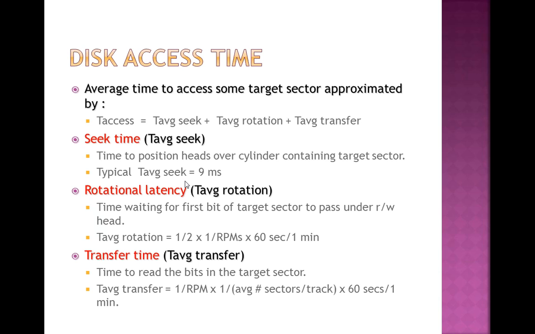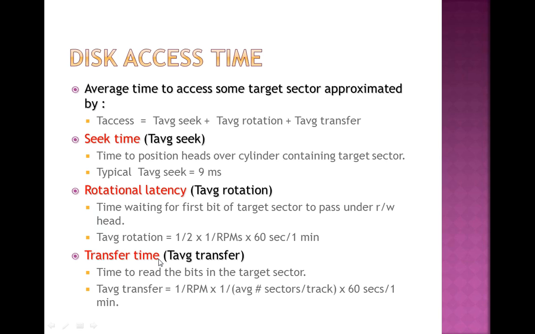Then next is the rotational latency, that is, T average rotation. What is the average time taken for the rotation, that is, how the disk will be rotated? It is the time spent waiting for the first bit of the target sector to pass under the read-write head. The average time for the rotation is half times 1 divided by RPM times 60 seconds divided by 1 minute.